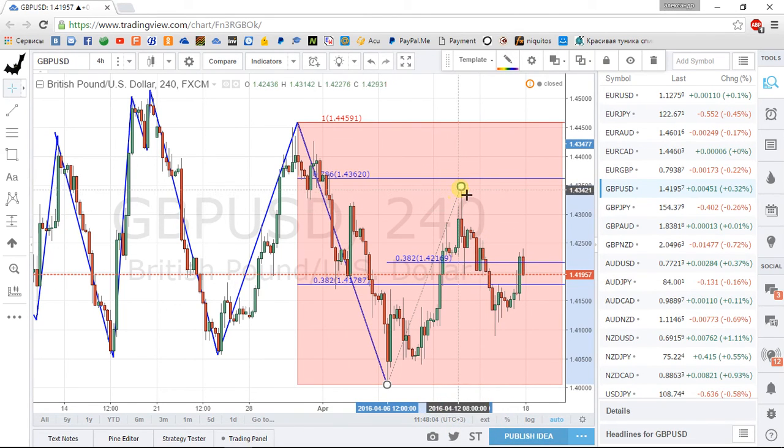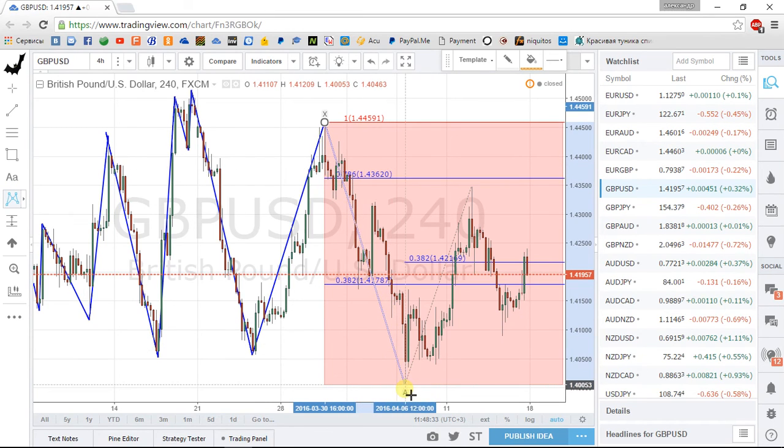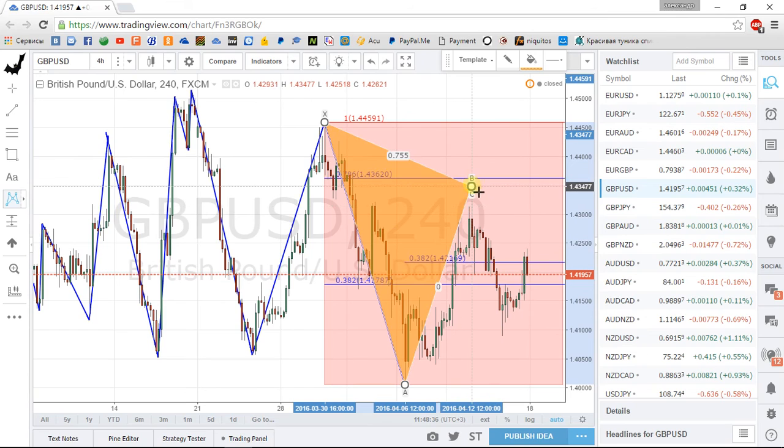Okay. The minimum requirement of this leg, A to B to C, yes, the B to C leg should be at least 382, and it should not exceed A point. So we have one side, second side, side number 3, and side number 4 will be that 786 to enter the short here. So if this formation goes to the upside to a completion, then I will enter that.